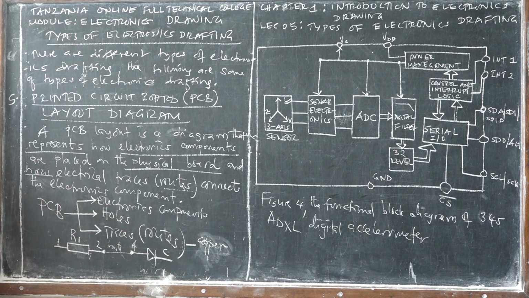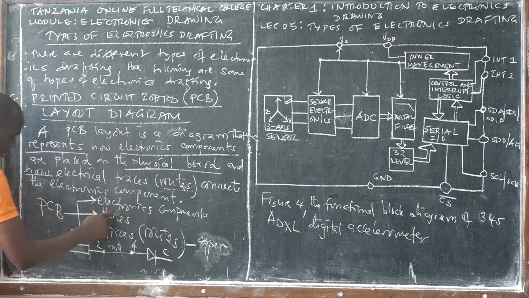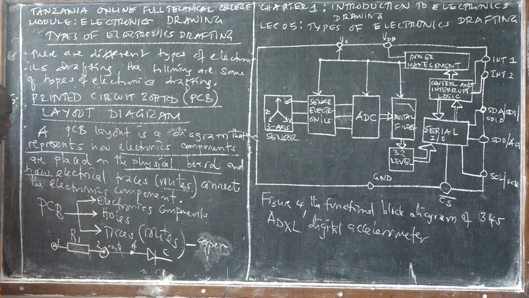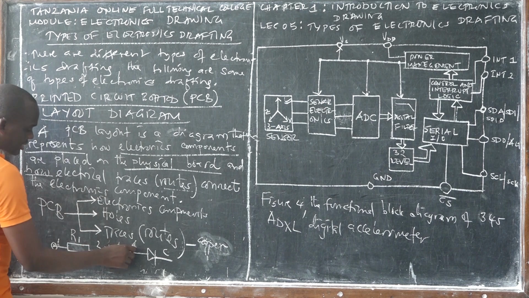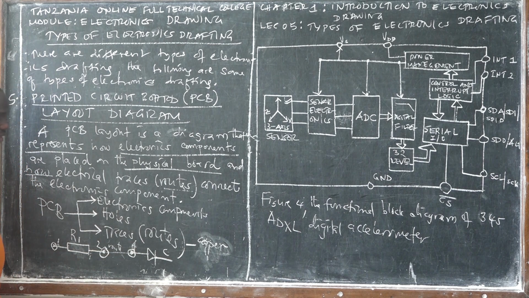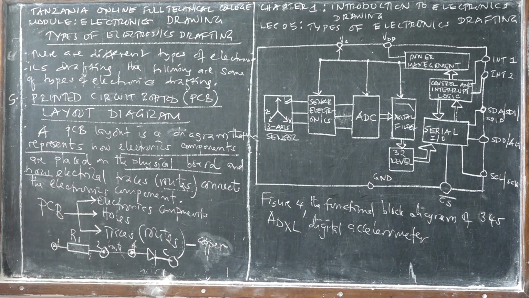So when you talk about electronics components, this is an electronics component. When you talk about holes, we discussed in previous lecture 3 that in order to place resistor 1 onto the PCB board, you need a hole. In order to place terminal 2 of resistor 1 into the PCB board, you need a hole. In order to place the anode of the general purpose diode on the board, you need a hole. In order to place the cathode on the PCB board, you need a hole. That's what we talk about when we talk about holes.